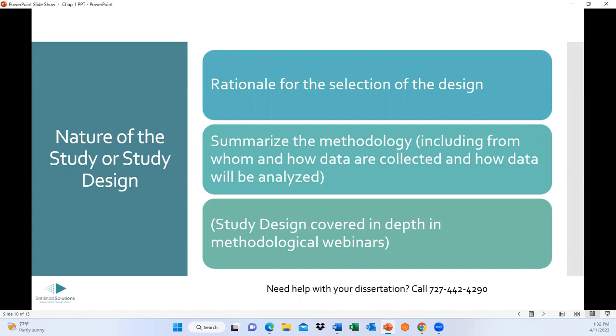If you're looking at the relationship between factors, usually that's a correlational study. Some kind of cause and effect can be experimental. But anyway, usually there's some kind of rationale for the selection of your design. It usually summarizes other things about the methodology, like how data is going to be collected and how data is going to be analyzed. And again, more of this kind of methodological material we do cover in methodological webinars. So if you're interested in more on that, you might want to check out one of those.